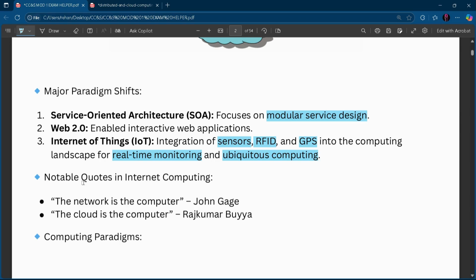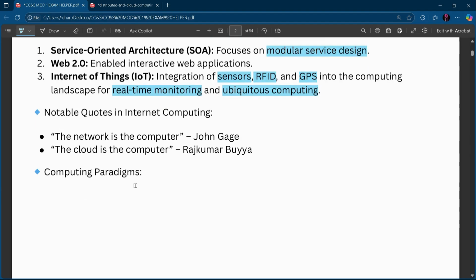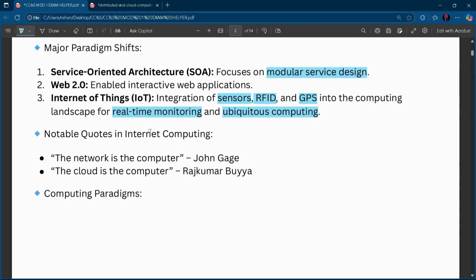Then there are notable quotes in the Internet of Computing, which you can use to enhance the quality of your answer. The network is a computer, and the cloud is a computer. These two statements were given by two different people. One was John Gage and the other was Rajkumar Buyya. Remember, John Gage said the network is a computer, and Rajkumar said the cloud is a computer.